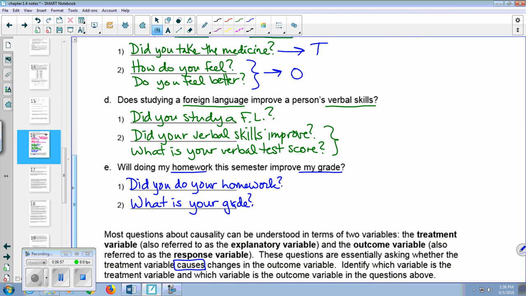All right, number 4, or D, does studying a foreign language improve a person's verbal skills? So the foreign language is your treatment variable because we're interested in whether or not that affects your verbal scores. So this is the end result, the outcome variable. All right, and did you do your homework? That's your treatment variable. And we want to know how that impacts your grade. So your grade is the outcome variable.